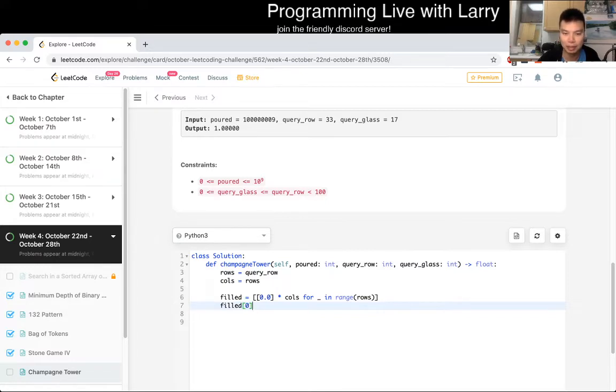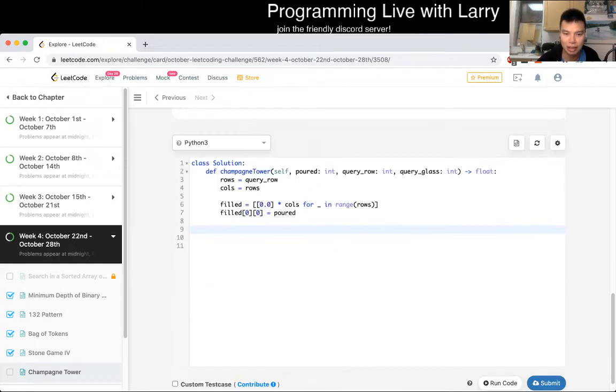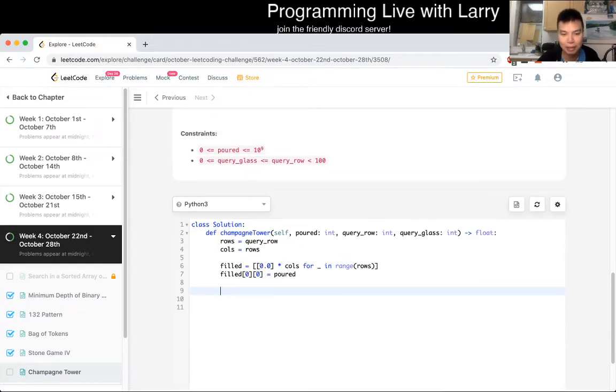the first cup. So this way, poured is 10 to the 9, so there could be overflow, but at most it's going to be 1, so we just have to make sure about that, and make sure that we process it. And then we could simulate pouring forward. So for row in range of rows, for col in range of columns, if filled, I guess filled is always going to have something maybe. So we push this forward if it has more than 1 cup.